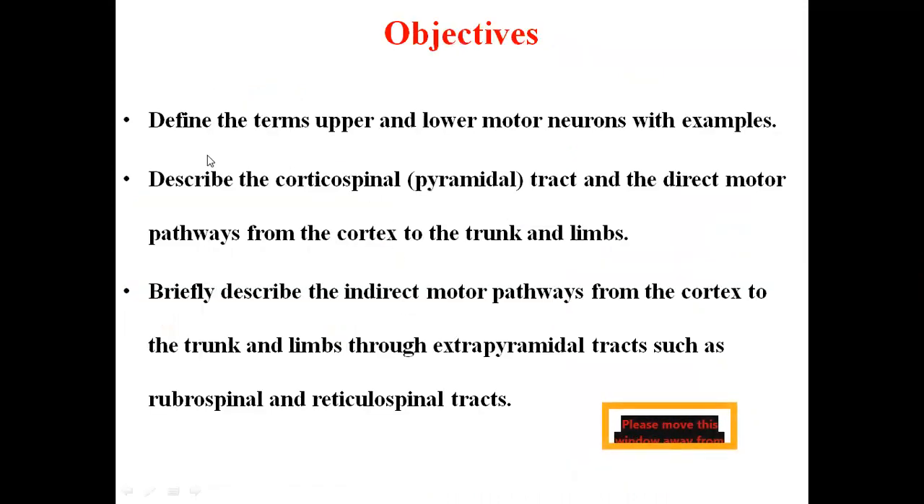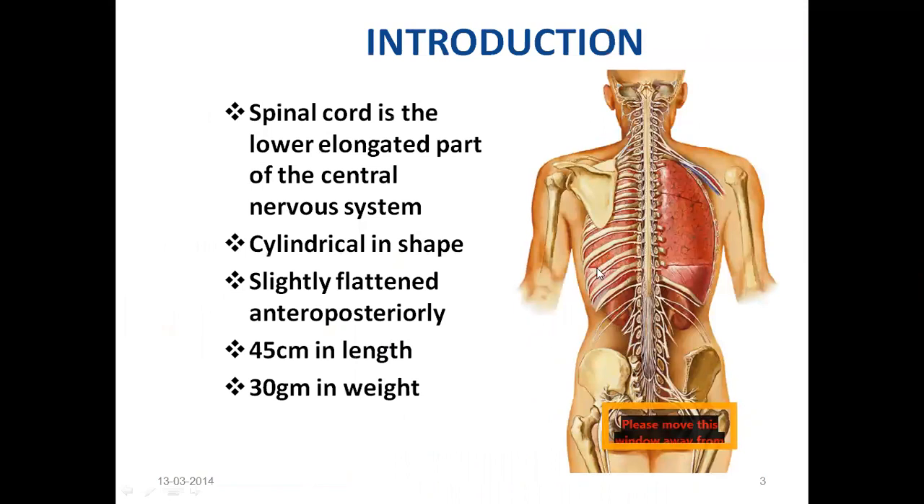The objectives of this lecture are that we will define upper motor and lower motor neurons. We'll give you examples. We will also study the tracts. Basically, we will study the anatomy of the spinal cord, how it looks, its length and everything.